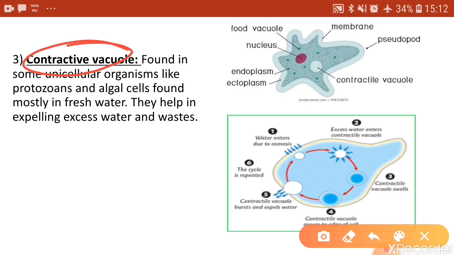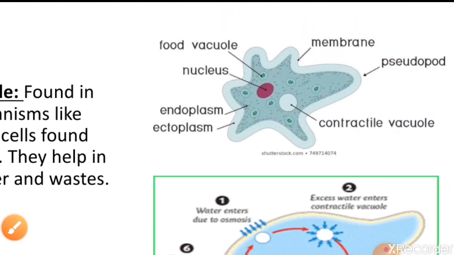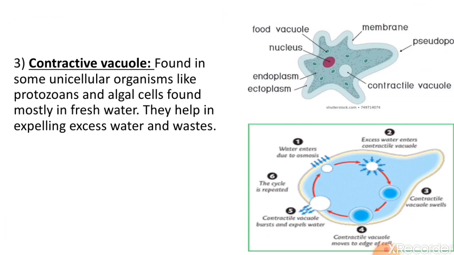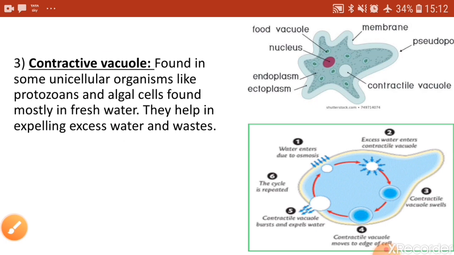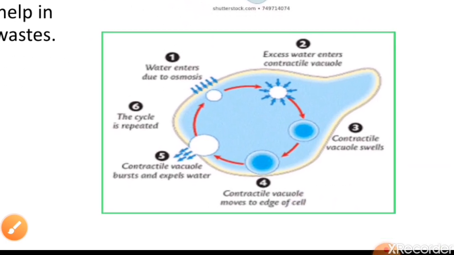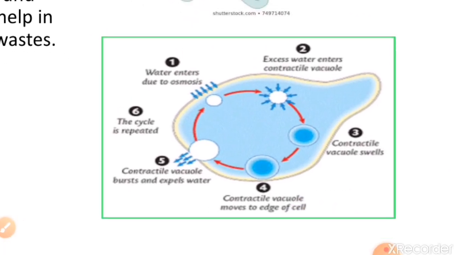Contractile vacuoles are found in some protozoans like amoeba, and in some unicellular algae. Paramecium also has this contractile vacuole, and the role of the contractile vacuole is that it helps in expelling excess water. These protozoans mostly live in fresh water, and these contractile vacuoles help in removing the excess water. Not just the water, waste materials also are expelled.